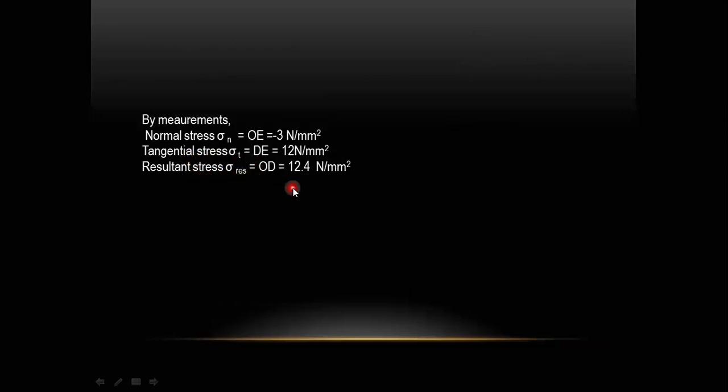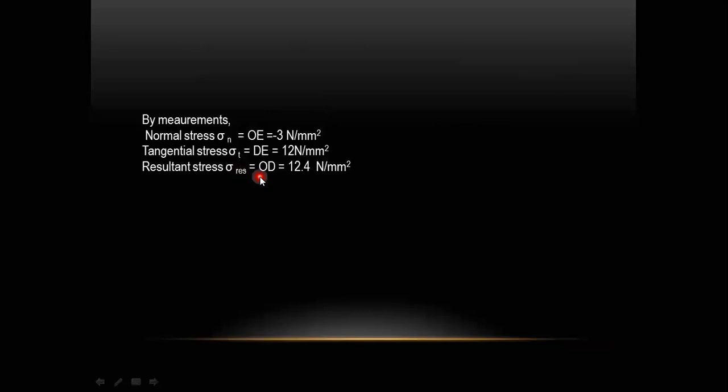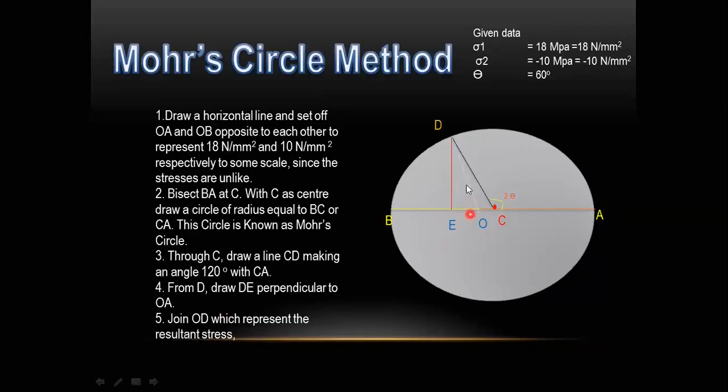Next, the resultant stress is the distance O to D. Just measure the distance and convert to your scale, whatever it be. Then we get the resultant stress. This is the Mohr circle method. Like this we can do the problem.